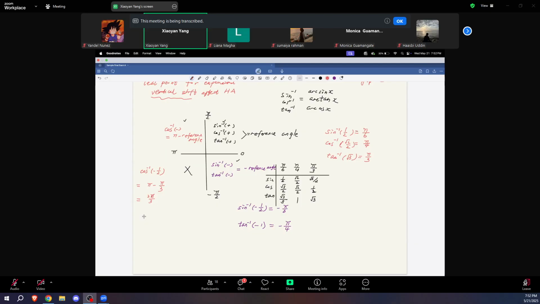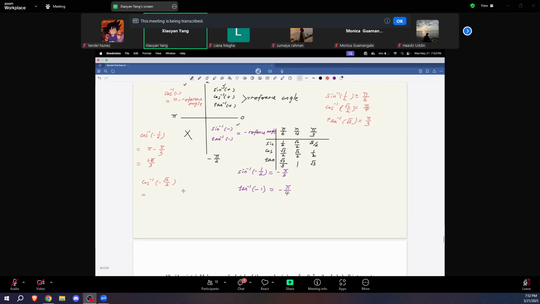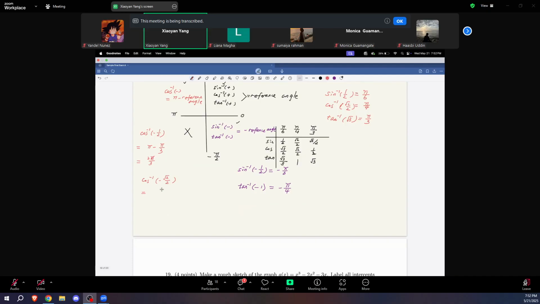Then what about cosine inverse of negative radical 2/2? So this will equal to, first, which value gives cosine inverse of the positive value radical 2/2, which returns pi/4. Since it's a negative value, we have to use pi minus the reference angle: 4 pi/4 minus 1 pi/4 equals 3 pi/4.